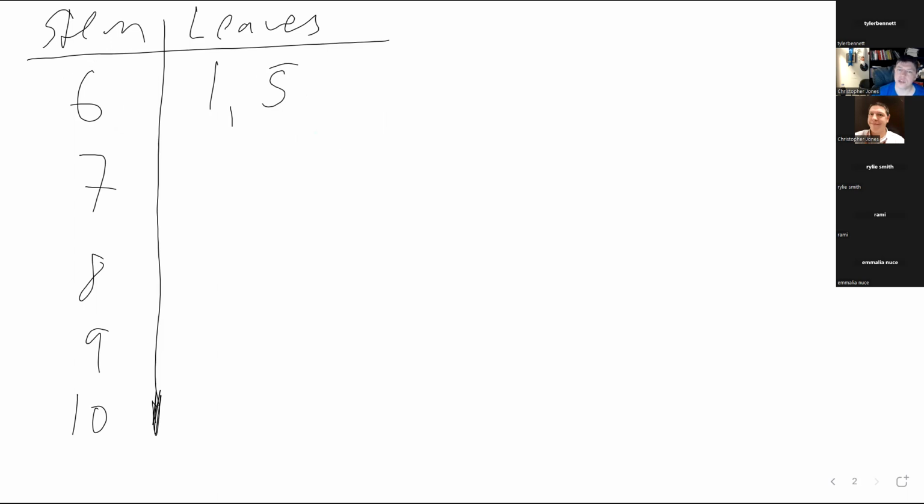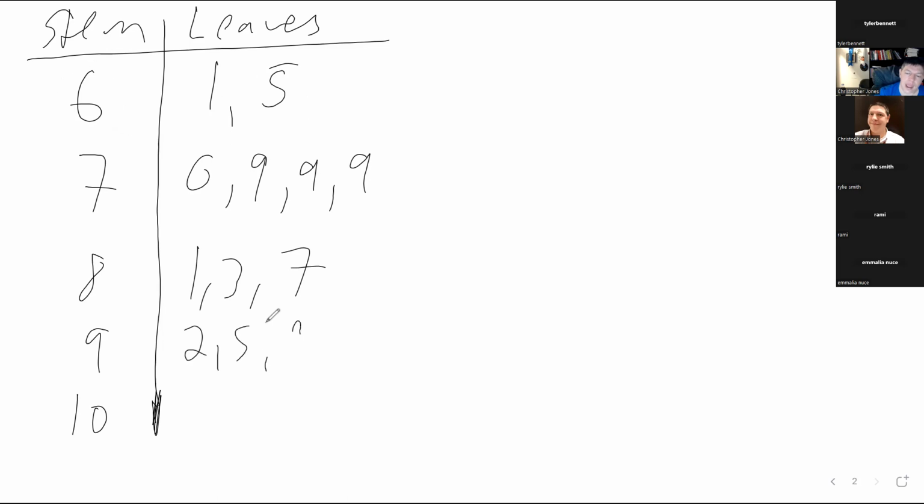We have 3 leaves that we would use for 70. Notice there's repetition in that 9. So you would say 0, 9, 9, 9. Anytime there's multiple instances of the same observation, you just copy down the numbers again and again. For the 80s, 1, 3, 7. For the 90s, there's a 92, a 95, and a 98. And then there's a 100, so I'm going to put a 0 at that last space there.